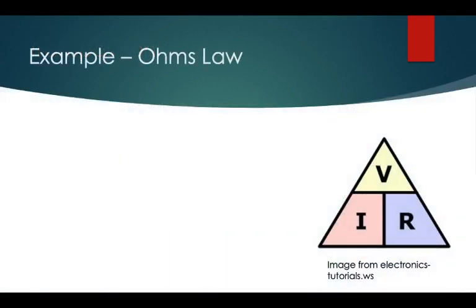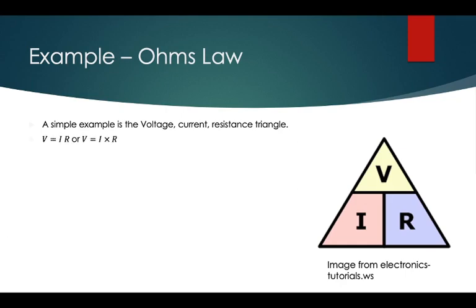This is an example using Ohm's law. A simple example is the voltage current resistance triangle. V equals IR, or V equals I times R. These are both the same equation, we just don't show the multiplication symbol when we write them like this. So it would be shown as V equals IR. I've added the multiplication symbol in to show you where it should be.